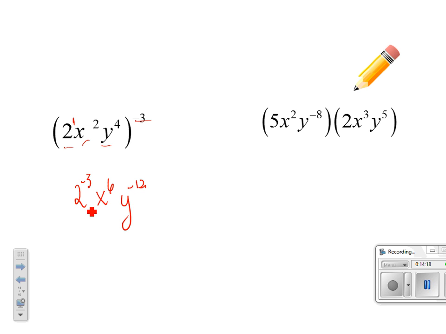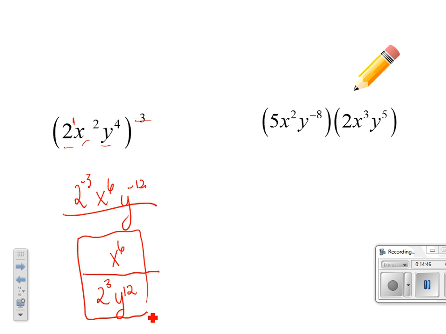Ooh, I have some negatives. Can't have negatives. So I've got to cross the line. So I'm going to draw a line so I can cross it and change the signs. Now I only do that with negatives. So 2 to the negative 3 will cross the line. I'm going to change that to 2 to the power of positive 3. X to the 6th is positive, we don't move it. And y to the negative 12, oop, it's negative. We've got to cross the line and change the sign so it goes downstairs. Okay, so that would be my final answer.